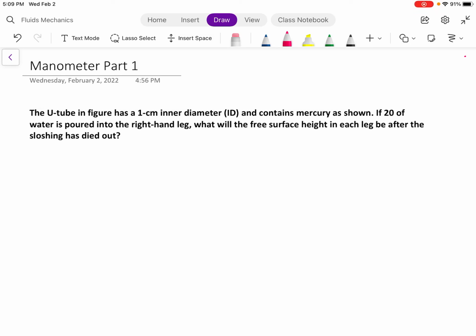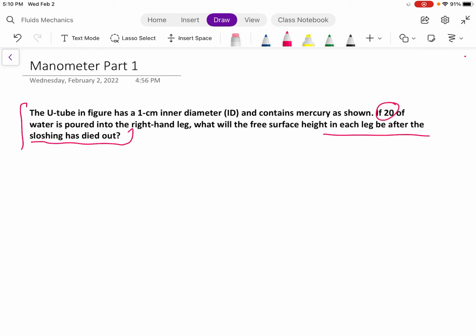Hello everyone, in this video we're gonna solve this particular problem. The problem statement says the U-tube in the figure has a 1 centimeter inner diameter and contains mercury as shown. If 20 milliliters, this is volume, of water is poured into the right hand leg, what will be the free surface height in each leg after the solution has died out?